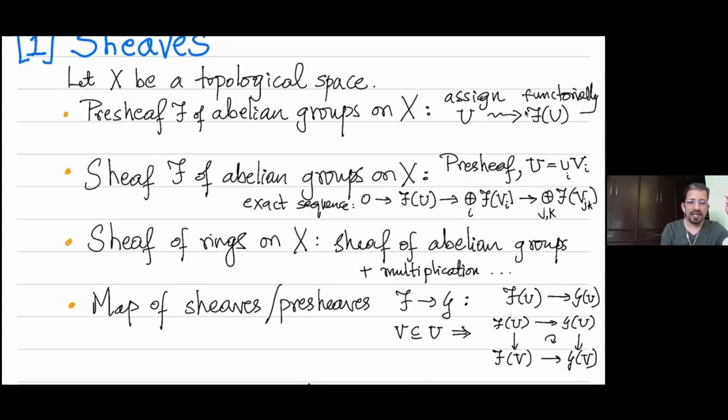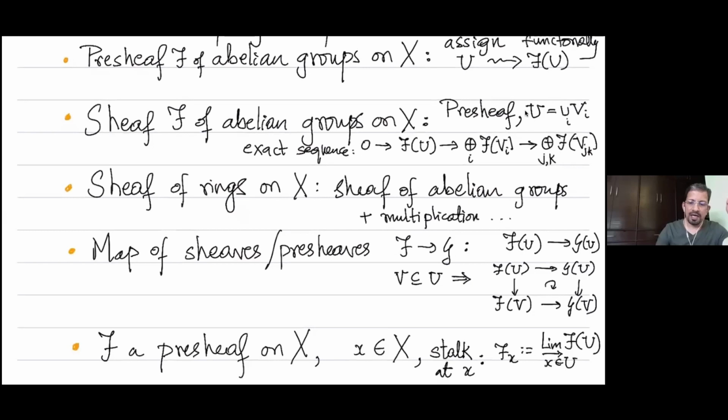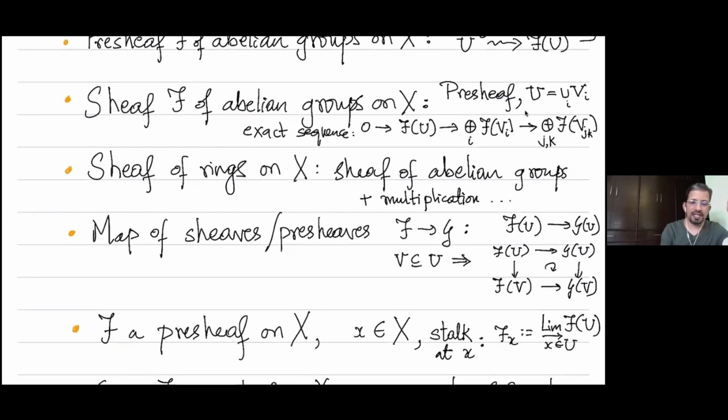So here it is. X is a topological space. A pre-sheaf of abelian groups, as we talked about yesterday, is simply a functorial assignment: to every open set you assign an abelian group, and it's functorial in the sense that when you go to a smaller open set, you have a group homomorphism from F(U) to F(V), where V is a smaller open set. Such a pre-sheaf, if it additionally satisfies a gluing condition, is called a sheaf.